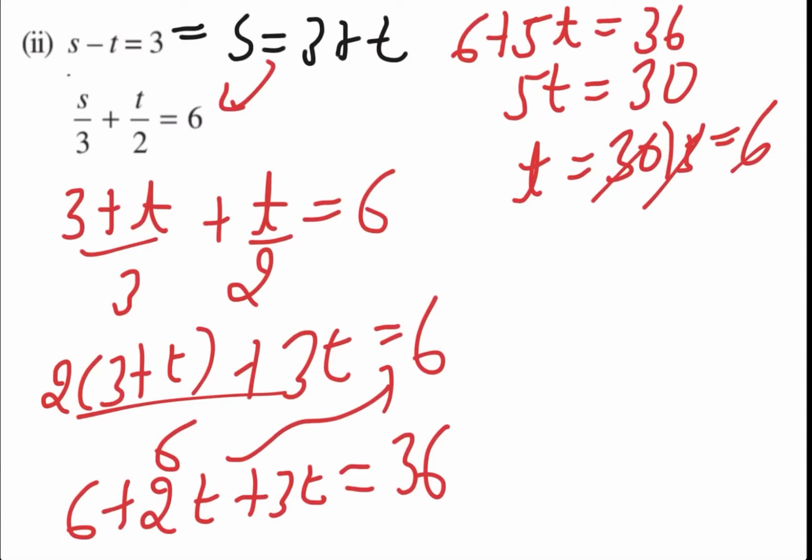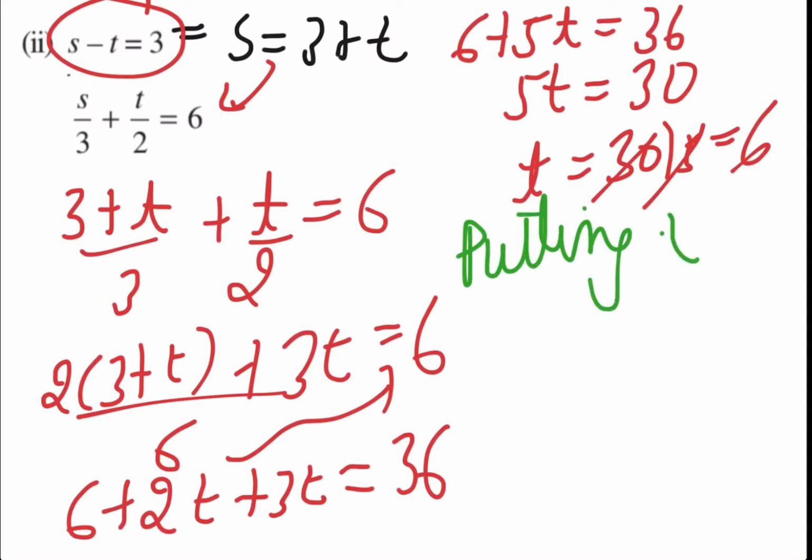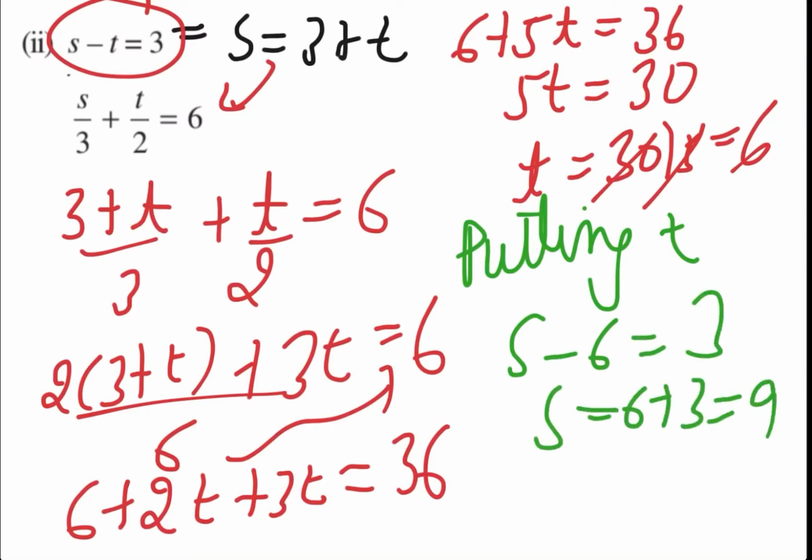So substitution of the second term means I have the value of t as 6. I can put the value in the simpler equation. This is the simple equation. I can put the value here. So putting the t value here, I get s minus 6 is equal to 3. So s will be 6 plus 3, which is equal to 9, gives me my answer. So I can get the final answer as s is equal to 9 and t is equal to 6. Again, you can check the answer.